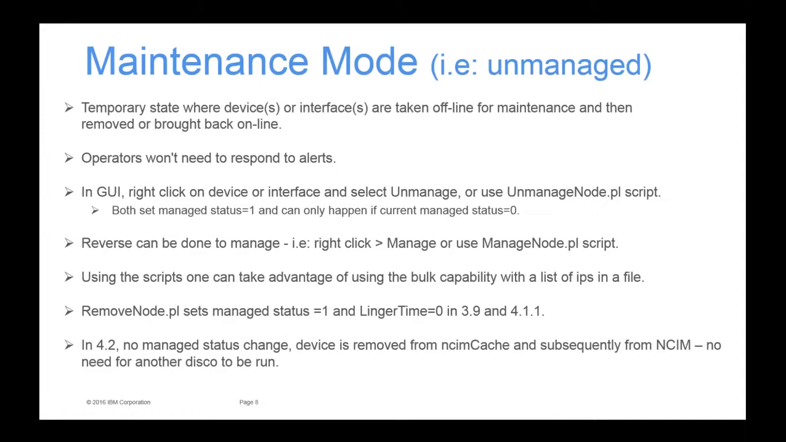And next slide. So moving on to maintenance mode, i.e. if a device or entity is unmanaged. This is typically a temporary state where a set of devices or interfaces will be taken offline for some form of maintenance and then either removed from the network or brought back online. While in maintenance mode, operators will not need to respond to any alerts.